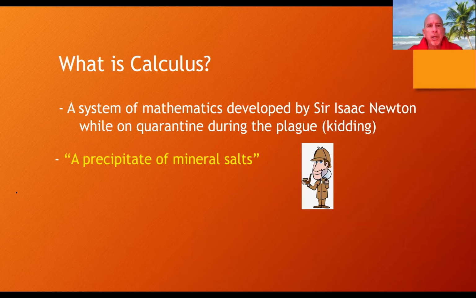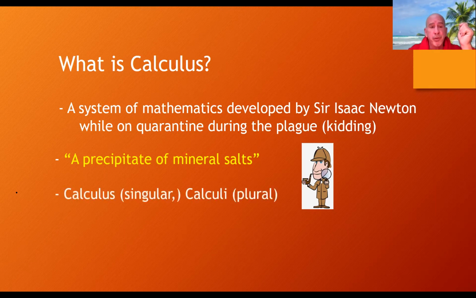A calculus is a single precipitate of mineral salts. It's a stone. We call them stones. If you have several, they're called calculi. Thank God for Latin, right? A precipitate of mineral salts. This is a kidney stone. This is what we know as a kidney stone, but it can also be a bladder stone. It can also be a stone blocking your urethra. It can be anywhere in the lower or the upper genitourinary system. There you go. Calculus is singular, calculi is plural.